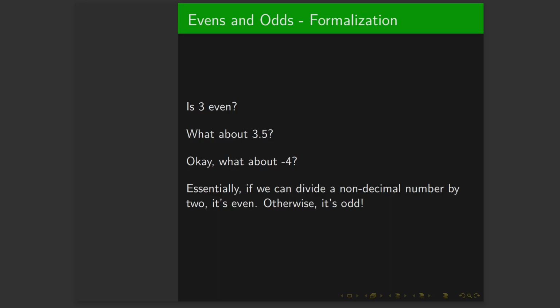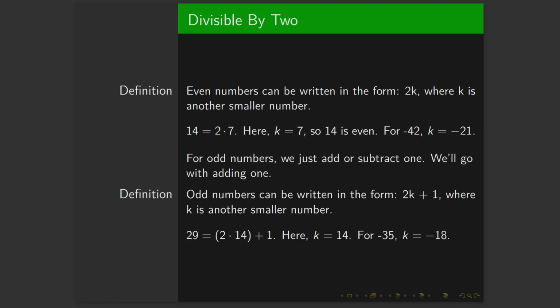So how can we formally define what it means for a number to be even? And it's actually pretty simple. If you can divide it by 2, or if 2 is a factor. And if this is not true, we call it odd. So this means that we can write out an even number in the form 2 times k, where k is a smaller number. So if you look at this example right here, 14, we have that 14 is equal to 2 times 7. So the idea here is that 2 is a factor of the number that we have, or we can write it as 2 times something else. So in this case, k is equal to 7. If we were instead to choose negative 42, well, we can factor the 2 and then get k is equal to negative 21, since 2 times negative 21 is negative 42.